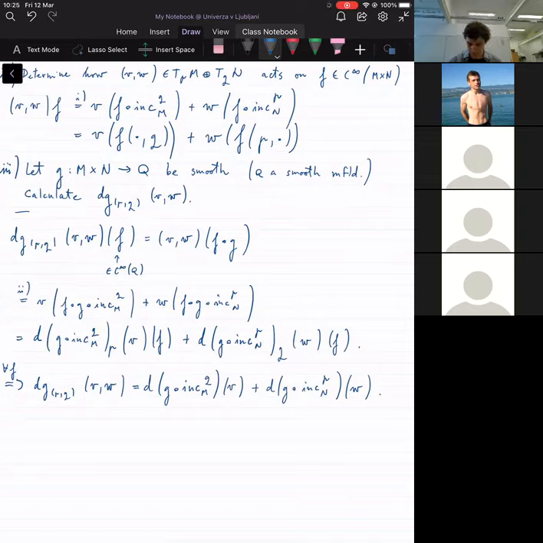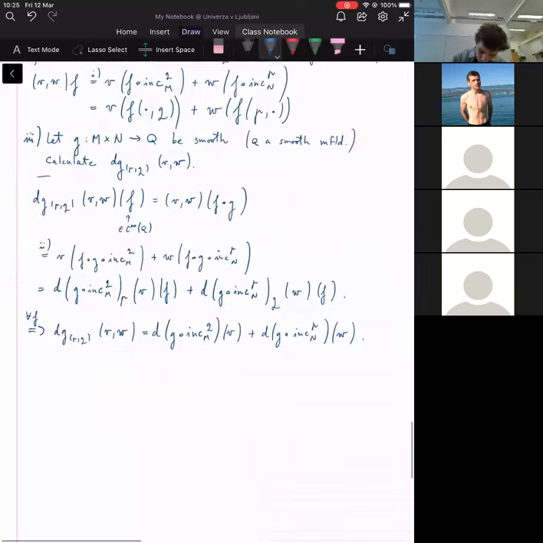Okay, so this is now kind of important when dealing with any kinds of actions. Say that a group acts smoothly on your manifold, right? You may want to sometimes differentiate this action, and this formula will precisely be of use when doing that.